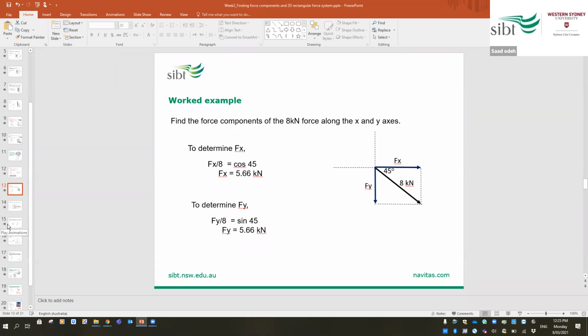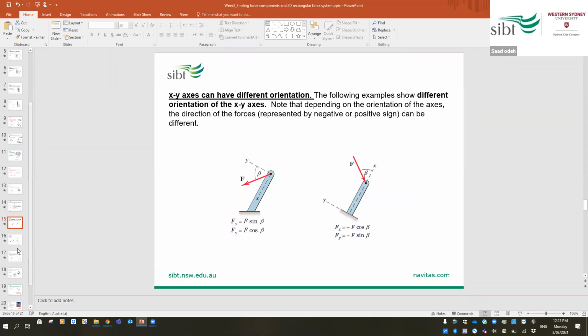Now, there are many other applications here. For example, this force is applied to a beam at an angle beta. Whenever you have a force acting on a point, you can always resolve this force into two perpendicular components. So you can draw the x and y axes anywhere you want. Like in this example, you can put this as the x-axis and this as the y-axis. And if you know the angle beta here for the force F, then it's quite straightforward.